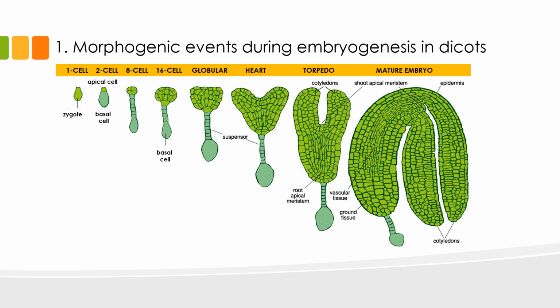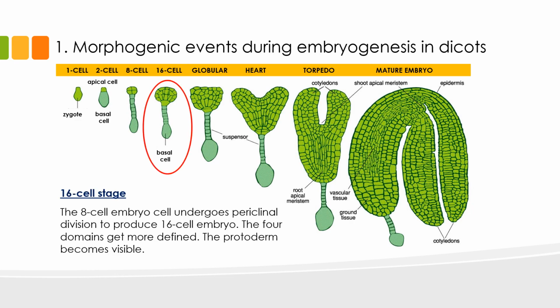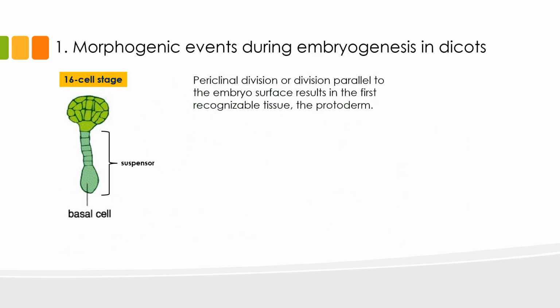The 8-cell embryo then undergoes a periclinal division to produce a 16-cell embryo. A periclinal division is a division parallel to the embryo surface. During this stage, the 4 domains get more defined. What are those 4 domains again? We have the apical, central, and basal embryo domains, as well as the suspensor.